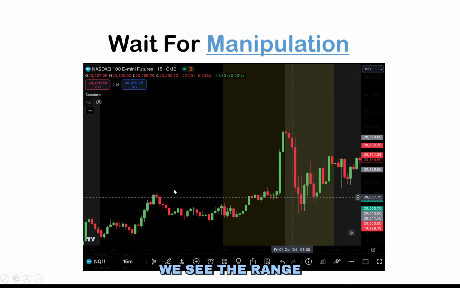In Asia, we see the range. There is liquidity, like we said, right above the highs and the lows. But since I'm selling, I'm looking for manipulation of the highs. Next thing you know, during London, we take out the Asia high, but there's still liquidity above the London high as well. Even though it's just one candlestick, there's still some liquidity right here. Next, we have the New York open.